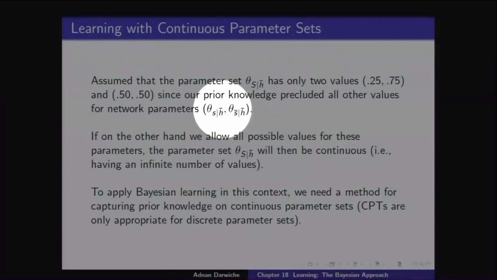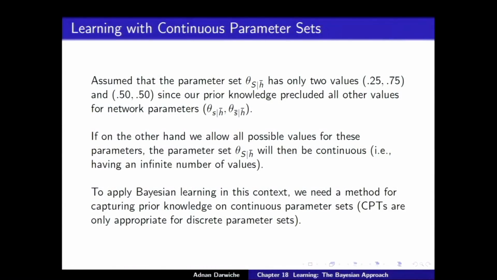But now we'll look at a situation where we will allow every possible value for these, right? So any values that add up to 1. And that would be an infinite number of distributions. We will refer to this as a continuous parameter set, which is usually the norm. That's what people assume. And the key thing here that's going to happen is because of this, we can no longer use a CPT to represent our prior knowledge. So a CPT is a table that assigns probabilities to a discrete number of values. Now that we have continuous parameter sets, we need another tool.